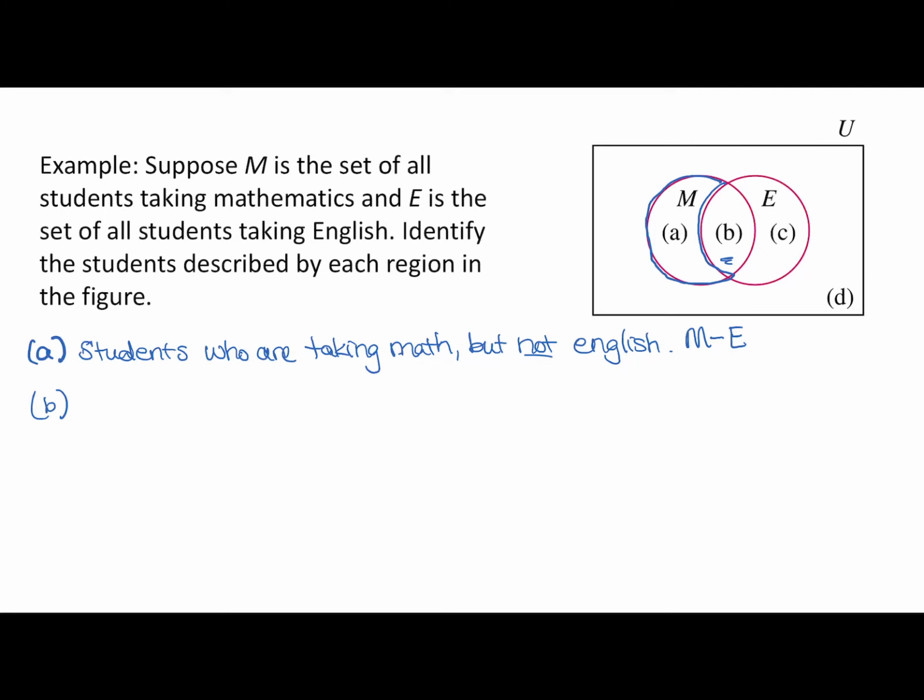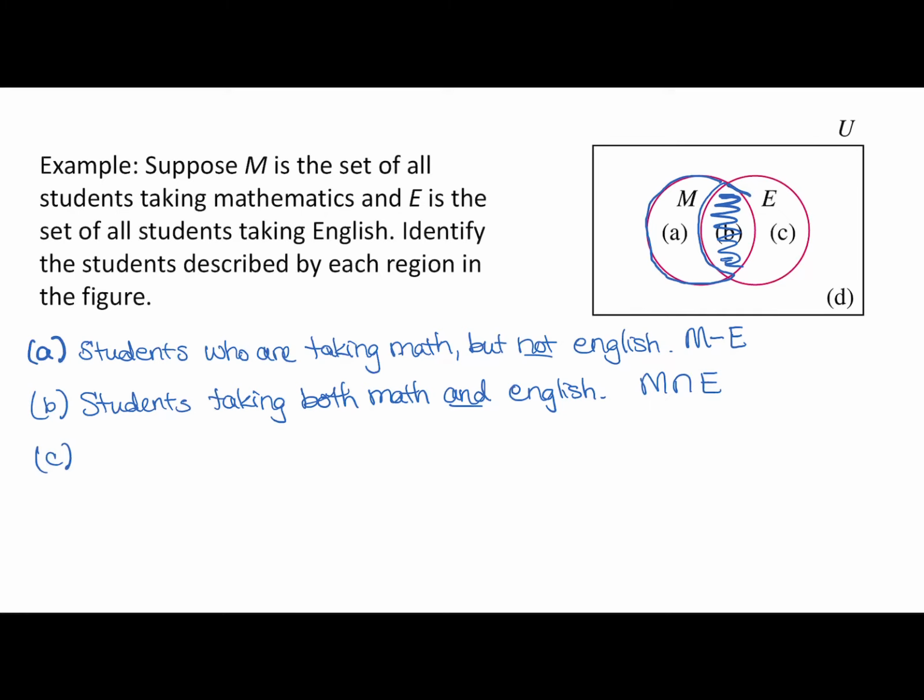What about B? Well, B is the overlap between M and E. These are students taking both math and English. Set notation is M intersect E.